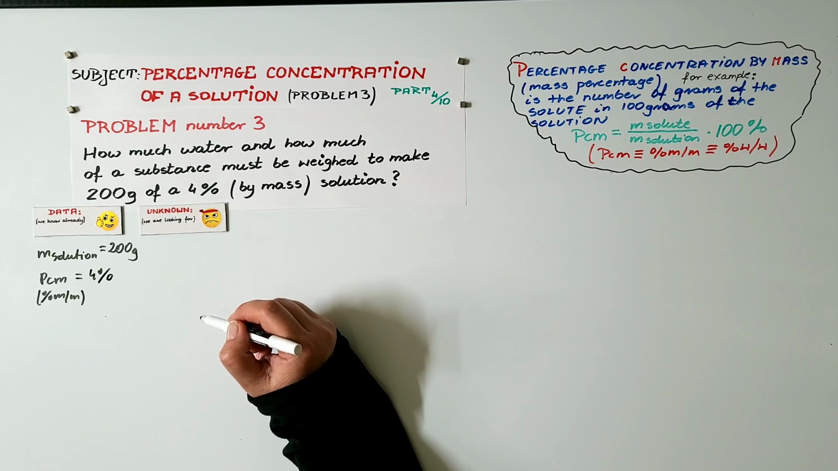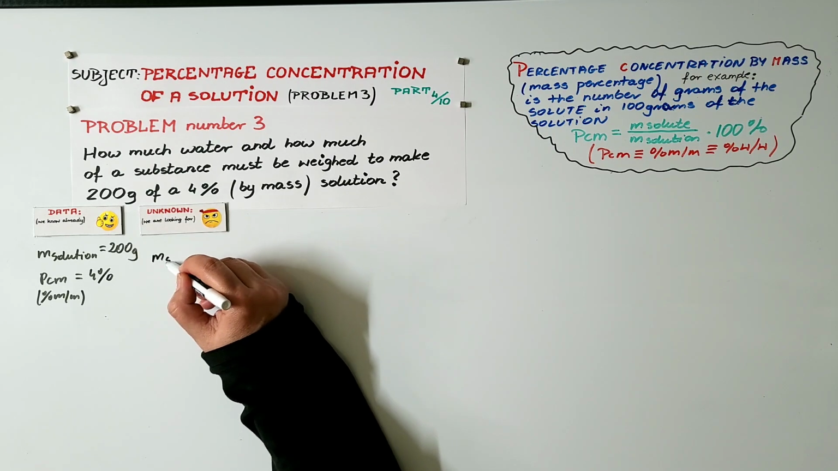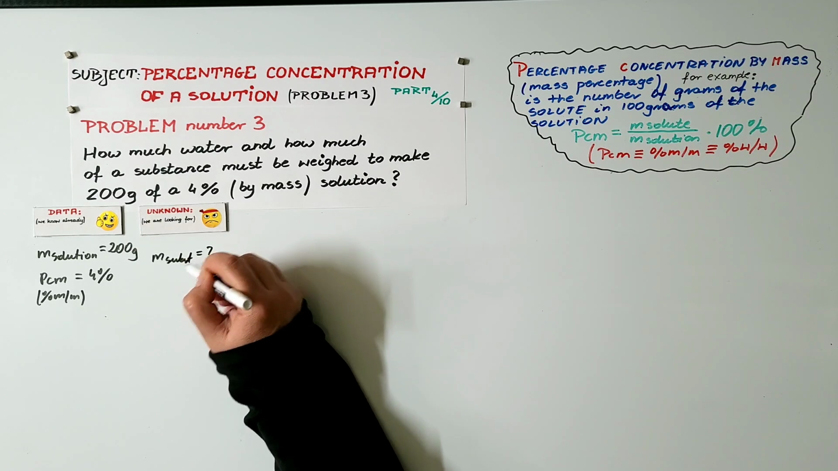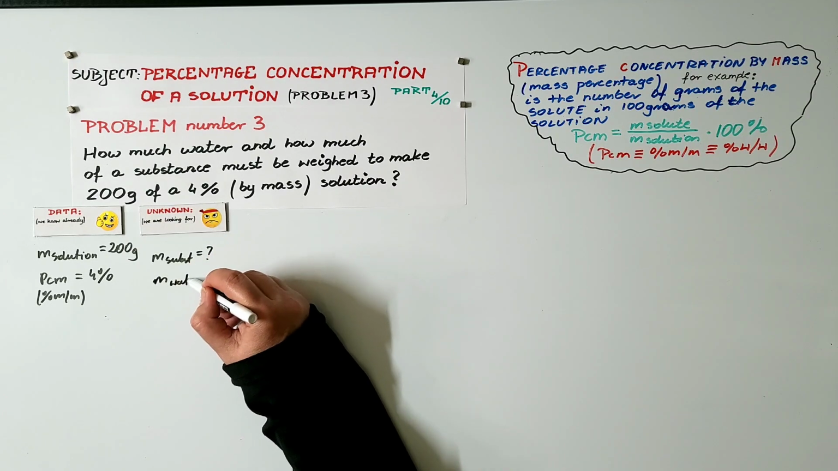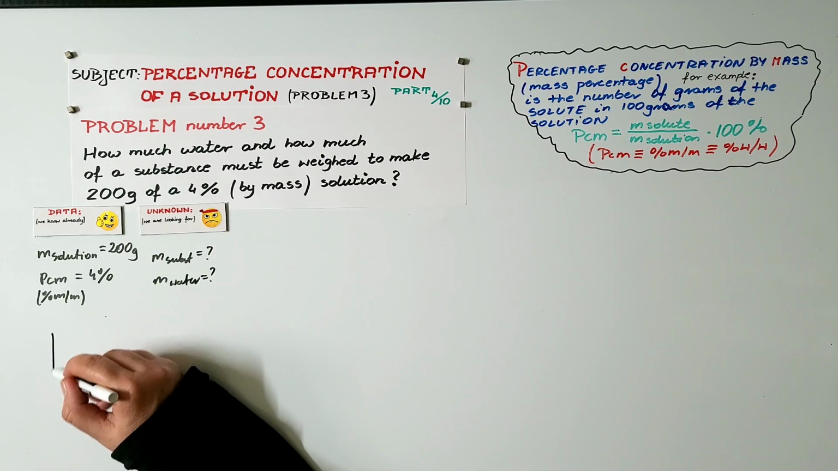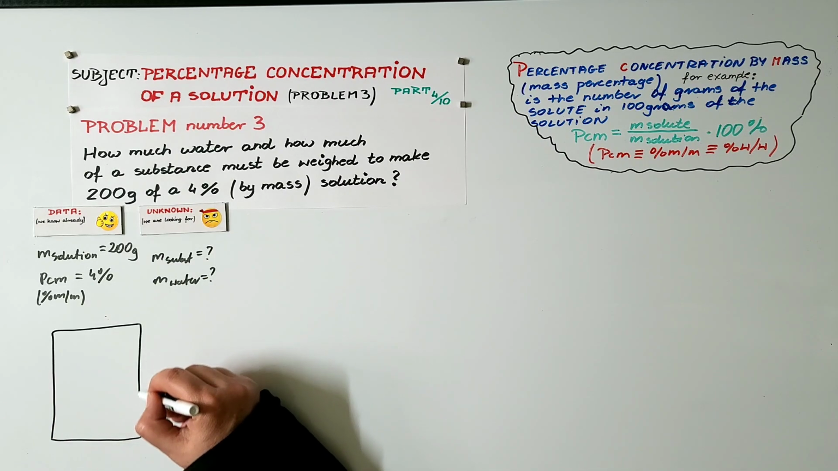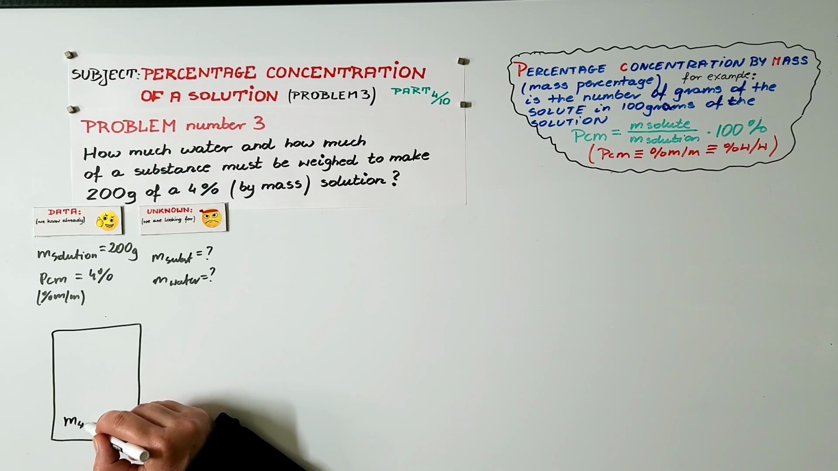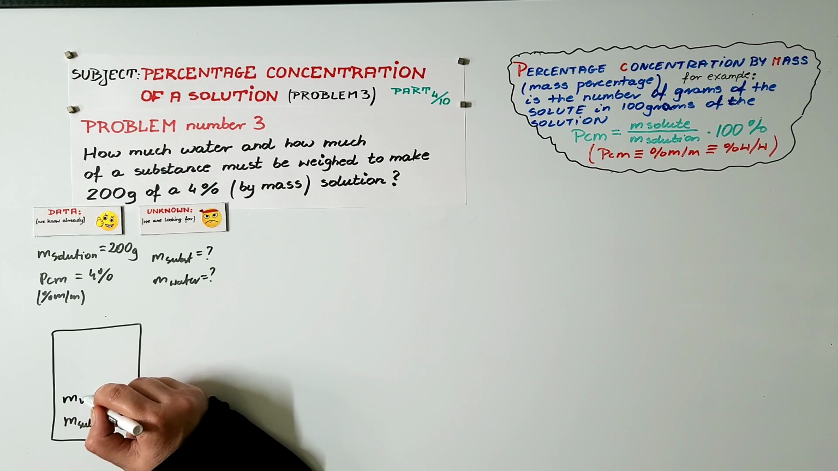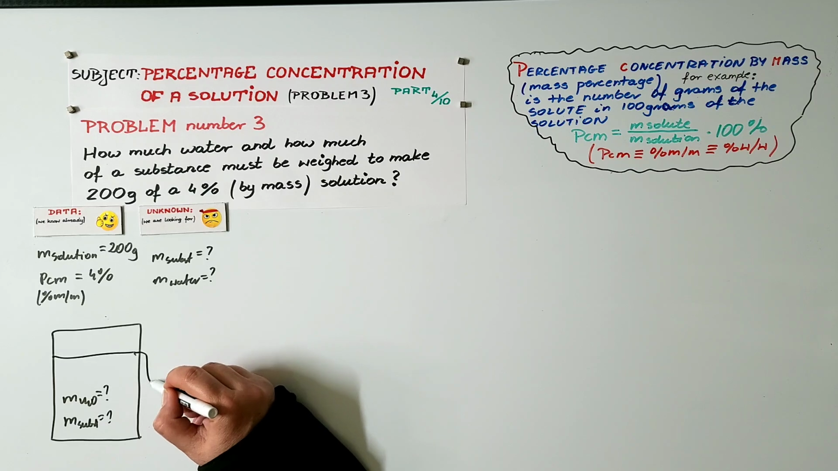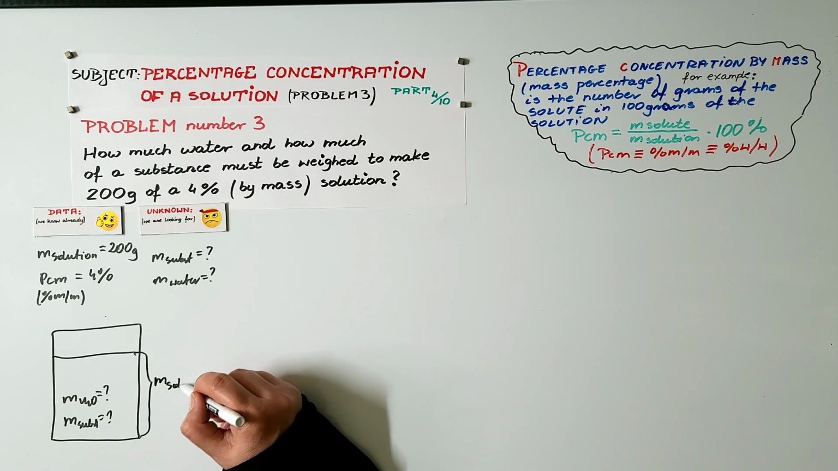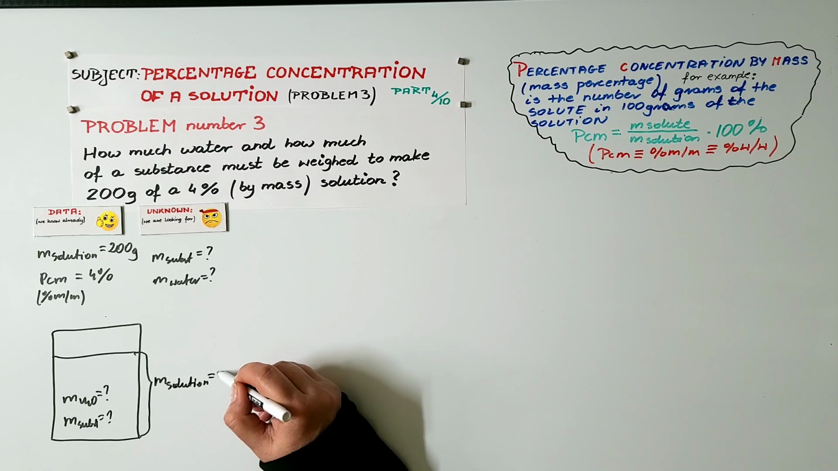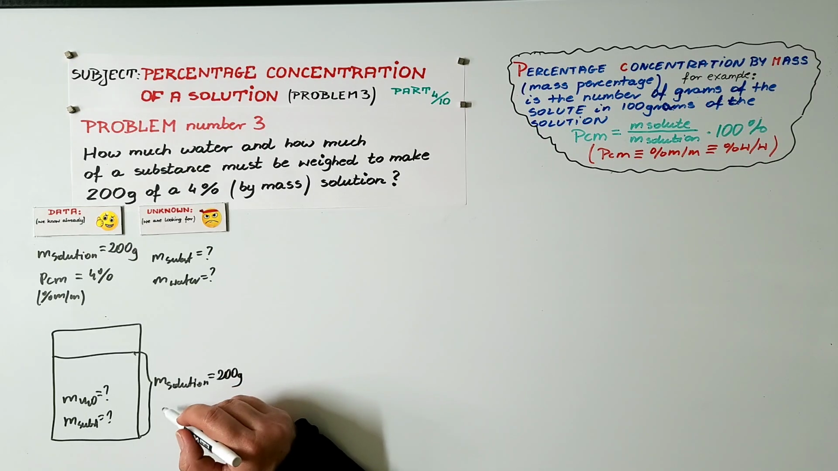What we are looking for in this problem is mass of substance and mass of water. So in our beaker, we have substance and water. Our solution, mass of our solution, equals 200 grams. And percentage concentration by mass, percent mass over mass, equals 4%.